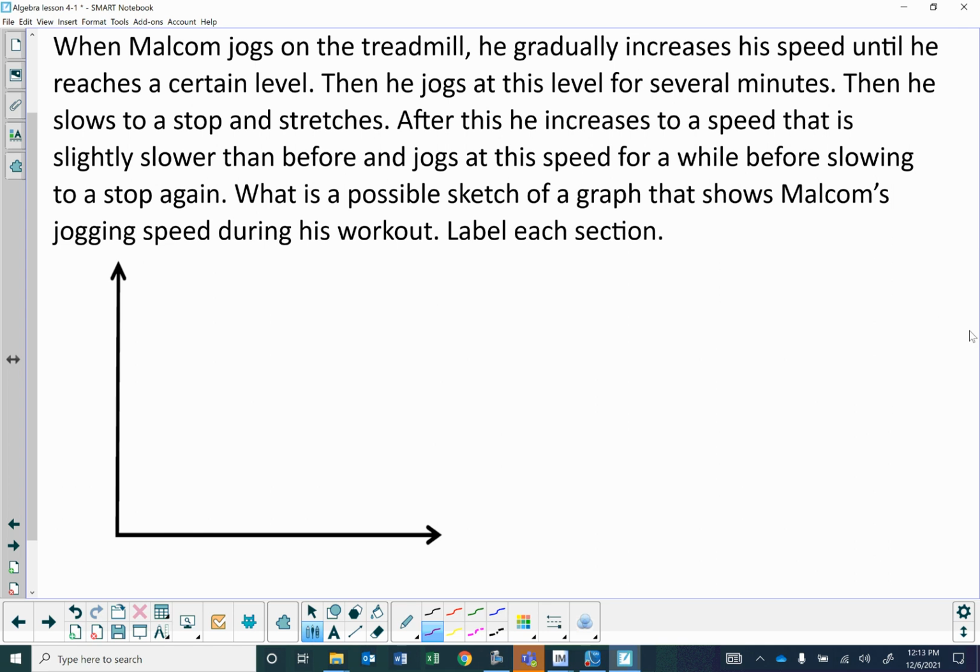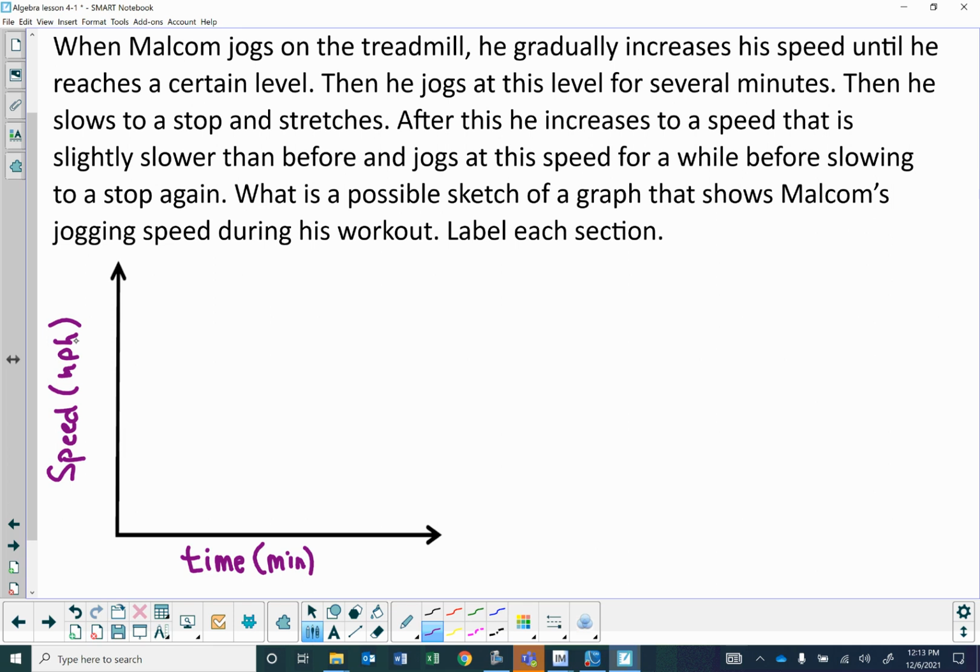Okay, and in this particular case, he gradually increases his speed. So time is one variable and speed is the other variable. Time is never dependent on anything. Time is an independent variable because it just is. So we'll put time down on the x-axis, and this happens to be time in minutes. And then we'll put speed on the y-axis, and this would be in miles per hour. All right, so we've got our two axes labeled.